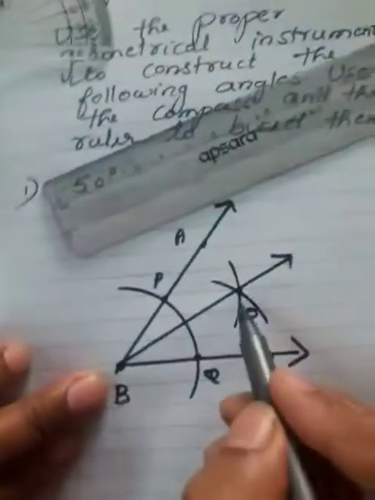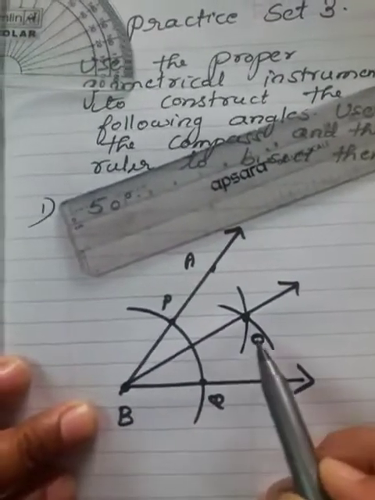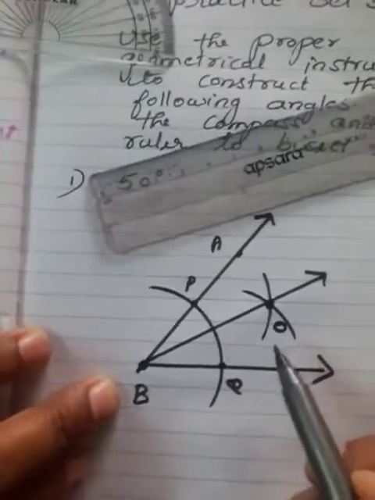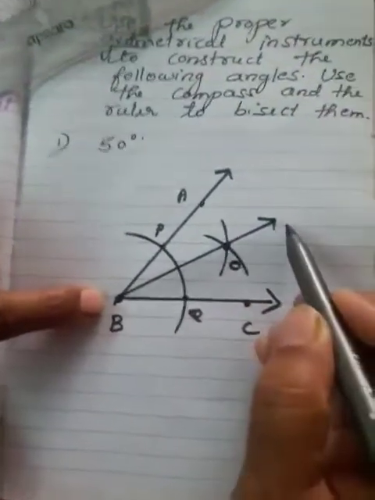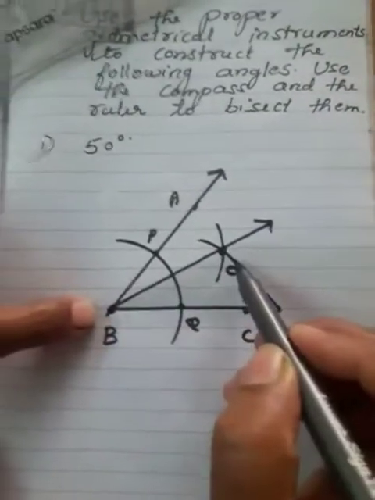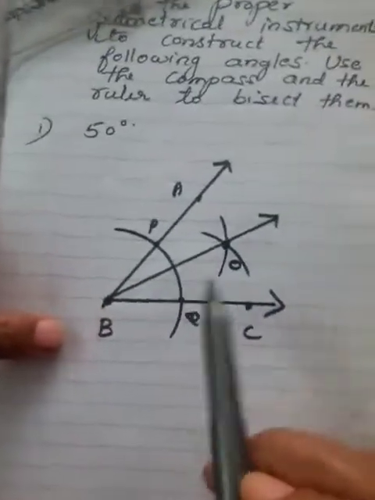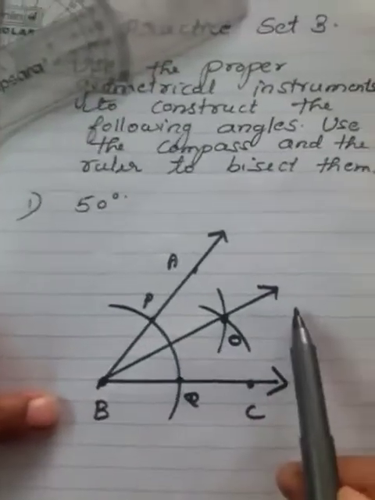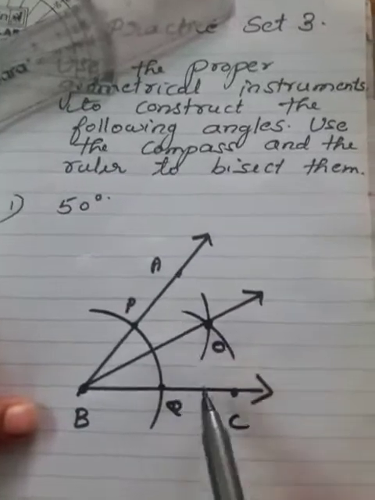Correct? This is the intersection point. So join B and O. Correct? Now this is the ray. BO is what? It is a ray. Ray BO is the bisector of angle ABC. That means this ray BO divides the angle ABC into two equal parts.